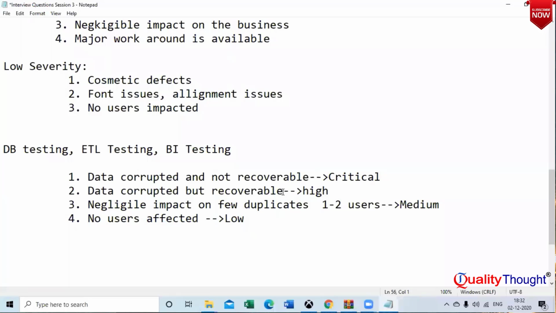So data corrupted and not recoverable, and so on. Project to project it will change. If you go to an SAP kind of project, the definition of severity levels may be different. So this is the concept of how you categorize critical severity, high severity, medium severity, and low severity.